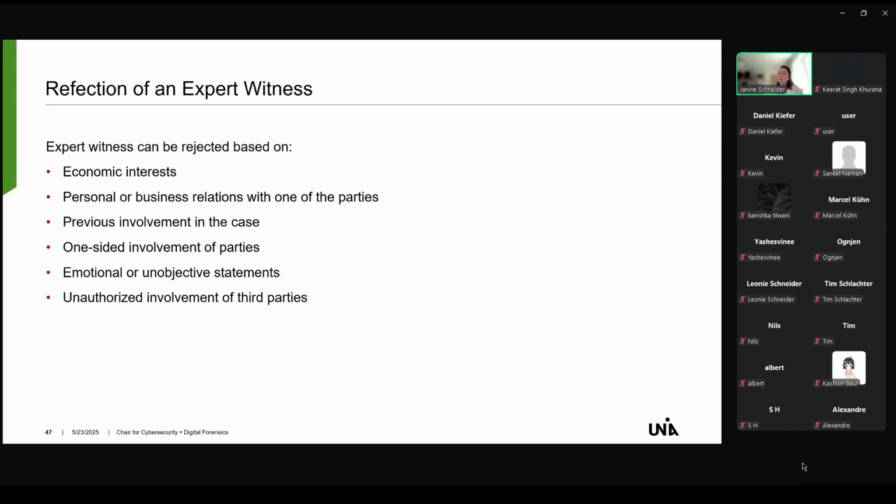And if the expert witness themselves consider themselves as biased, this is not relevant for the court. You don't get rejected because you by yourself say, I think I'm biased. So the court decides on the rejection.